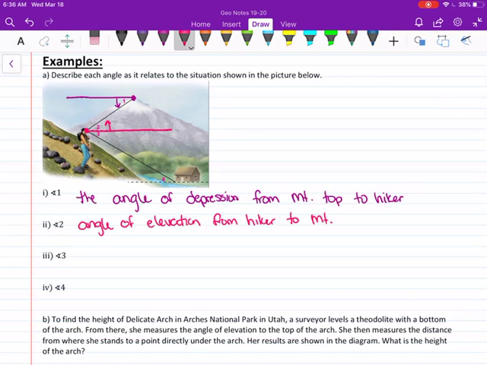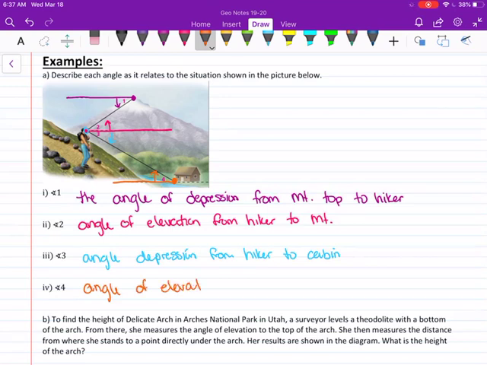Angle 3, we also have a vertex at the hiker, but angle 3 goes down, and now we're looking at the cabin. So angle 3 is the angle of depression because it goes down from the hiker to the cabin. And angle 4 has a vertex at the cabin, and the cabin's line of sight is right here, and angle 4 goes up from there, so that's my angle of elevation from the vertex, which is the cabin, to what it's looking at, the hiker.